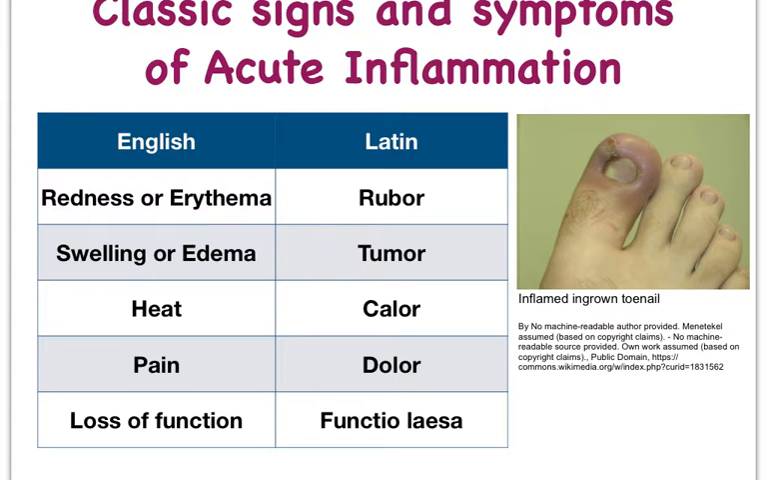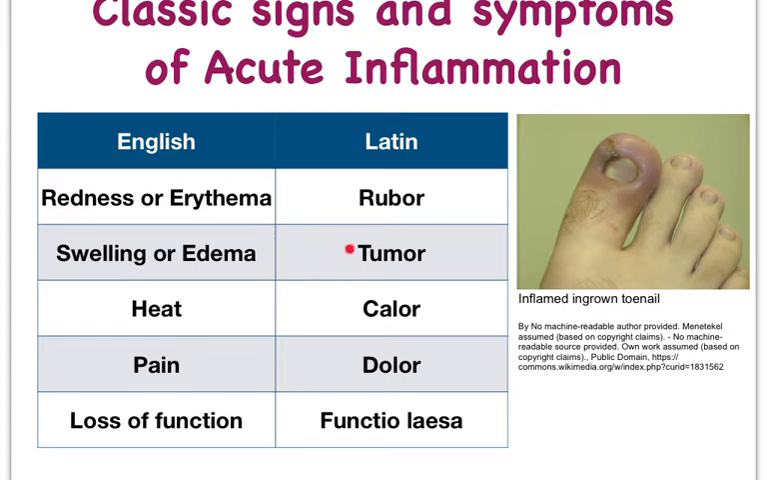Rubor literally refers to being red, and when we, down the road here, for instance, were to describe this toe, we would not say the toe is red. We would express that as follows. We would say that the toe is erythematous, meaning that it looks red. Think of the word erythrocyte, which is a different way of saying red cell, right? Erythro, red, cyte, cell. So erythema refers to red.